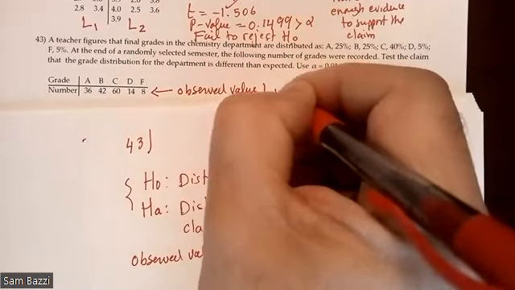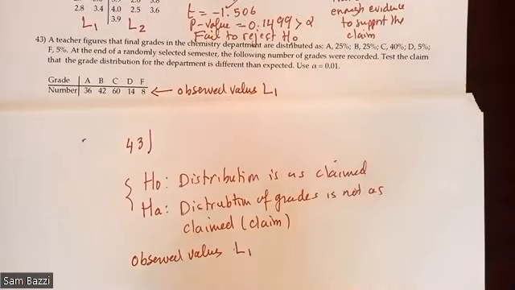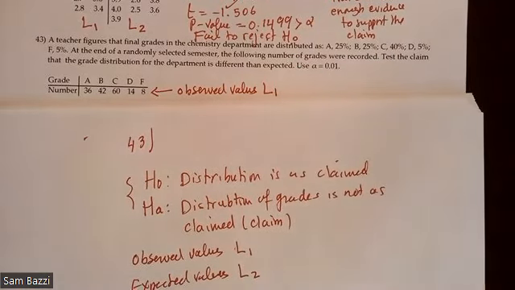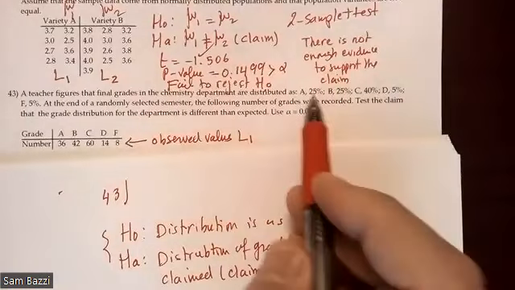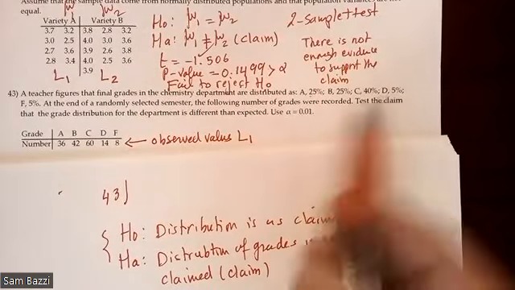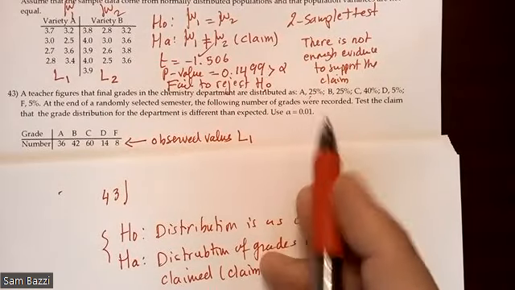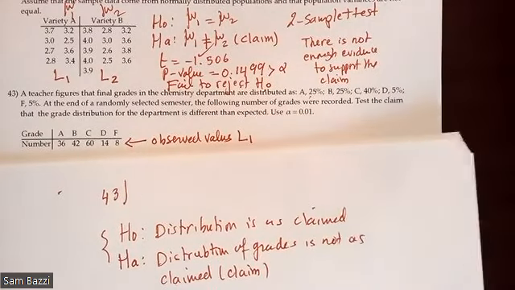We're going to put them in L1. We need the expected values. And we're going to put them in L2. What are the expected values, guys? The expected values are the percentages he gives us. Like 25% of the grades are A, 25% are B. I'm going to show you how to find the expected values.